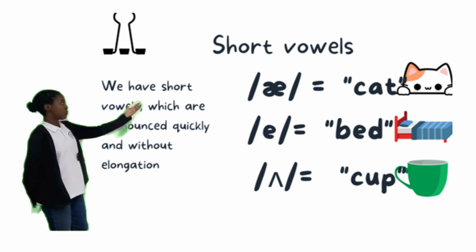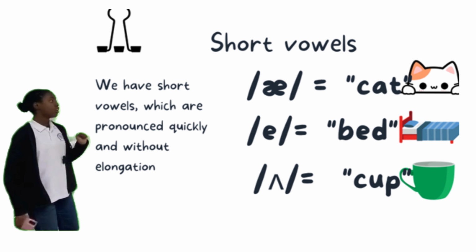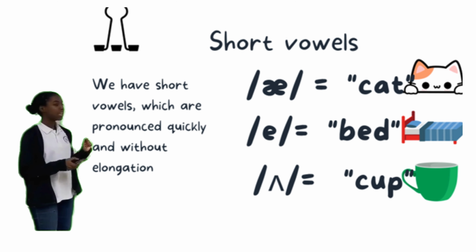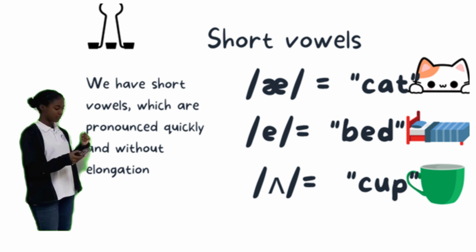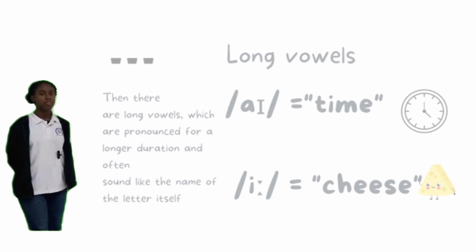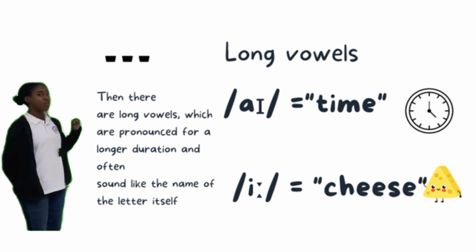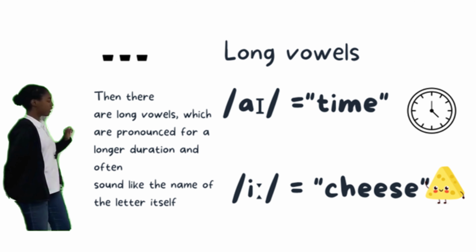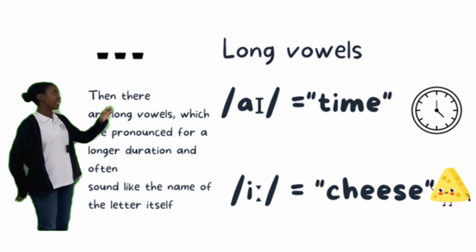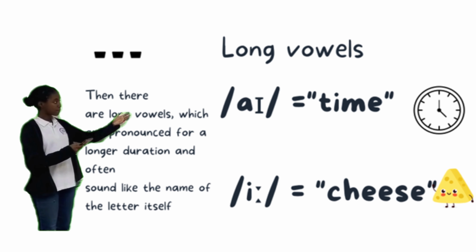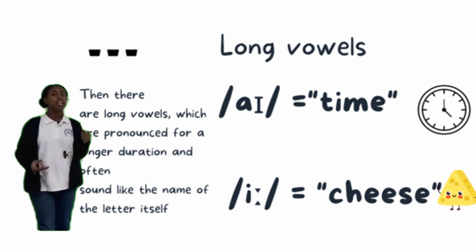We have short vowels that are pronounced quickly and without elongation, such as the vowel in cat, in bed, and in cow. We also have long vowels, which are pronounced for a longer duration and often sound like the name of the letter itself. We have examples such as the vowel in time and cheese.